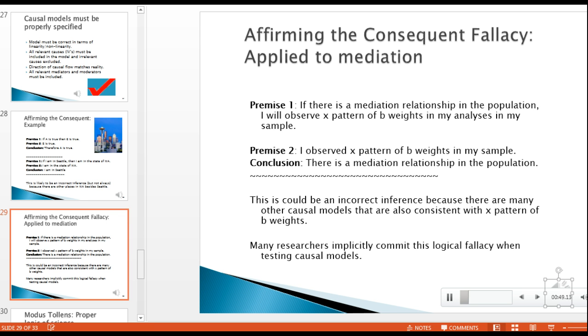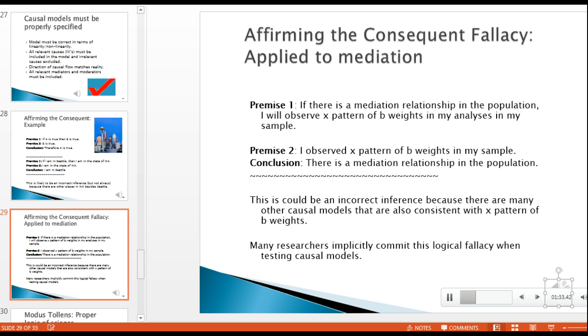This conclusion does not naturally follow, or necessarily follow, from the two premises. The reason for this is because, recall from a couple slides ago, that there are many models that also would demonstrate that same pattern of B weights, in addition to our proposed model. So thinking back to the last segment, just as there are many different ways to be in Washington besides being in Seattle, so there are many models that are consistent with one pattern of B weights. And my proposed model is actually just one of the many different possibilities.